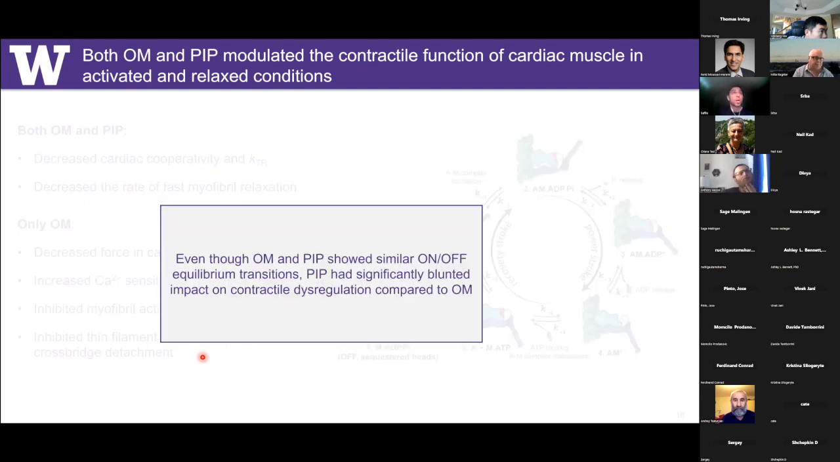And so even though OM and heparin showed similar on and off equilibrium transitions, heparin had a significantly blunted impact on contractile dysregulation compared to OM. And so the significant impact of OM could potentially be tied to the complexity of the compound's mechanistic alterations in myosin.